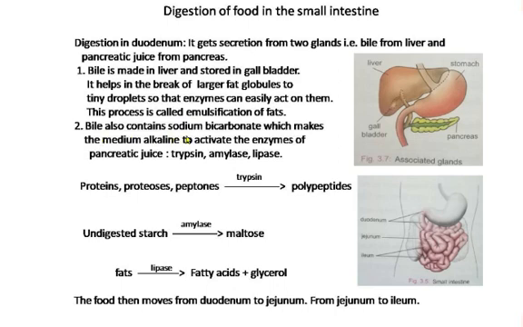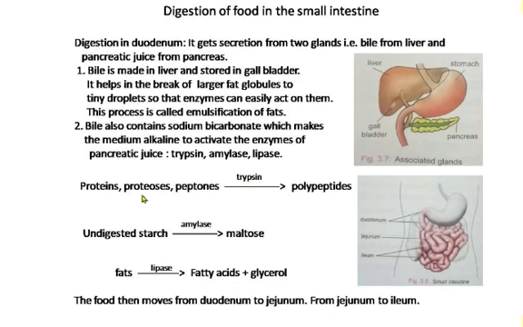Bile also contains sodium bicarbonate, which makes the medium alkaline to activate the enzymes of pancreatic juice. Bile helps in the activation of the enzymes of pancreatic juice. The enzymes are trypsin, amylase and lipase. Let us see the functions of all these enzymes of pancreatic juice.